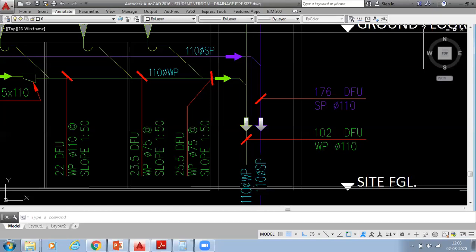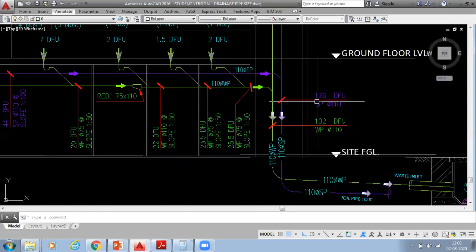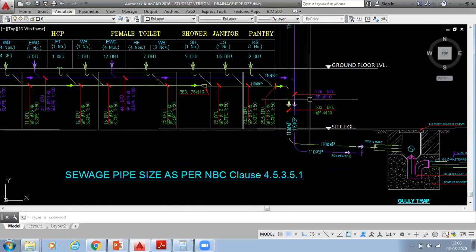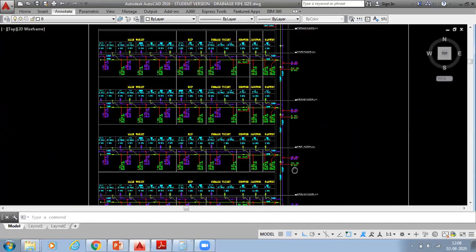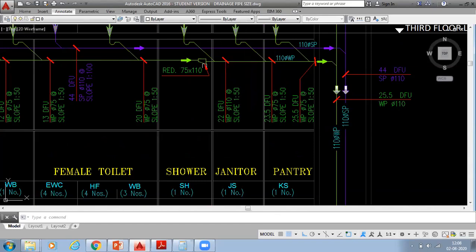So now we can go here. So we already changed it. We have changed the diameter. For the waste pipe also we have changed it because we already reached the limit. More than 20 fixture units we have reached in the horizontal. That's why we have changed the pipe size.